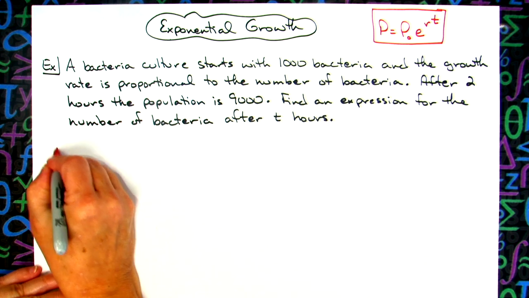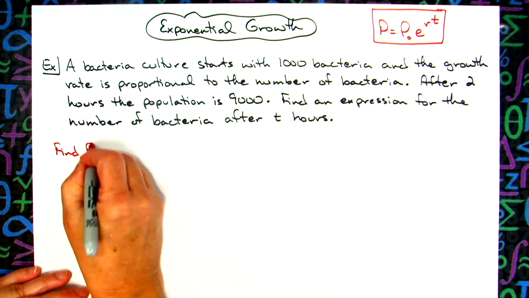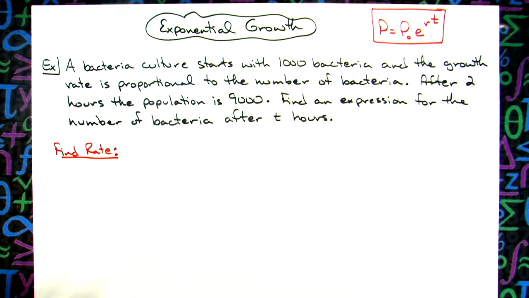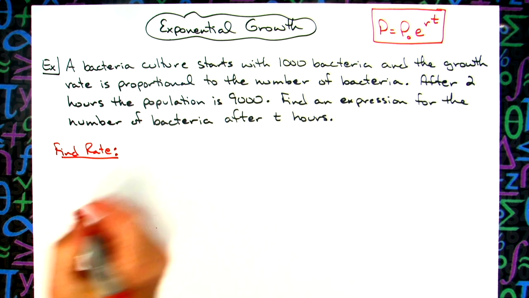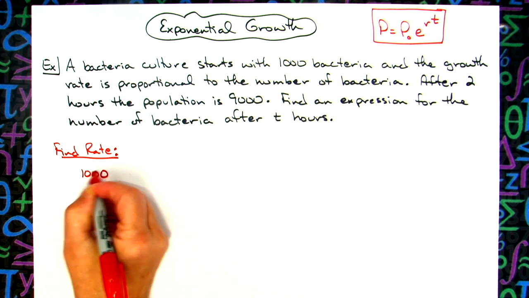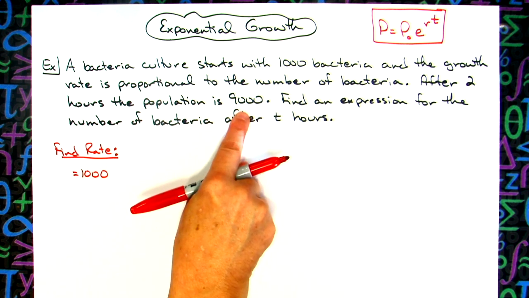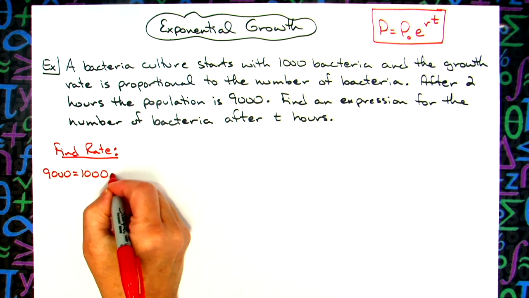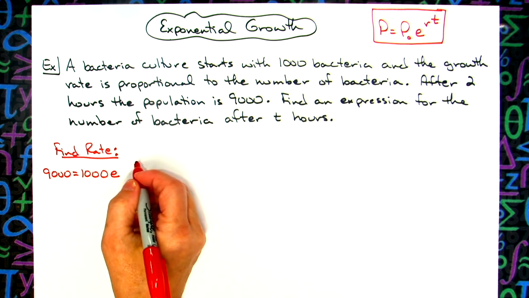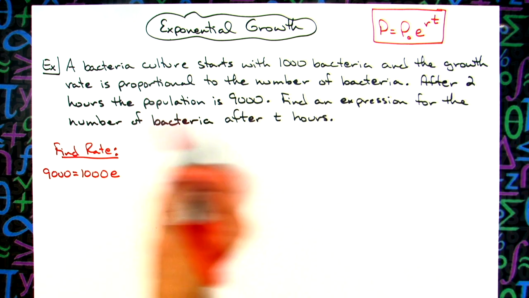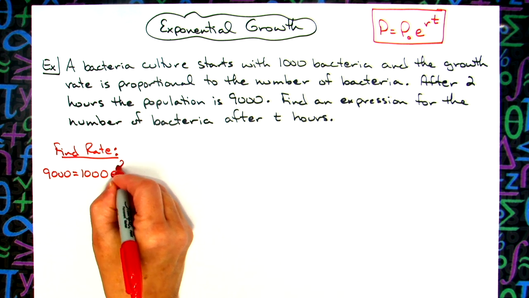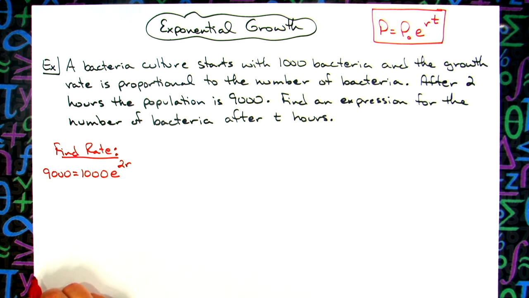So my step one is going to be to find the rate of this particular bacteria. So I'm going to use that Pert formula. All right, we started at 1,000 bacteria. All right, we ended at 9,000. Okay, then I'm going to have an e raised to the amount of time that passed, which was 2 hours. I'm trying to find the rate, so that'll remain my r, so 2r. Okay, then I'm going to just solve this equation for r.